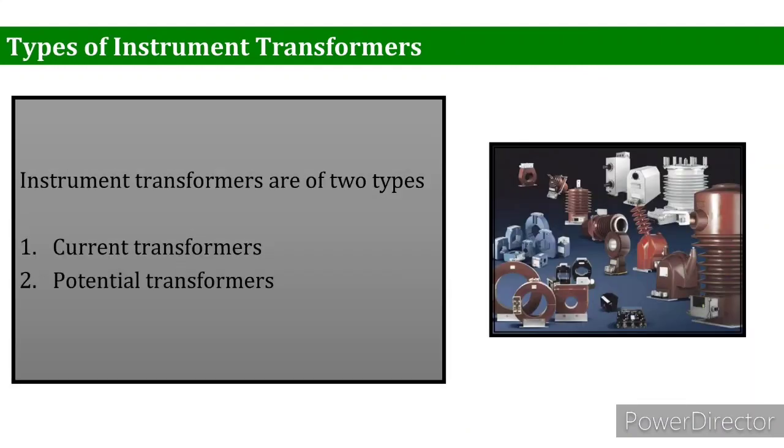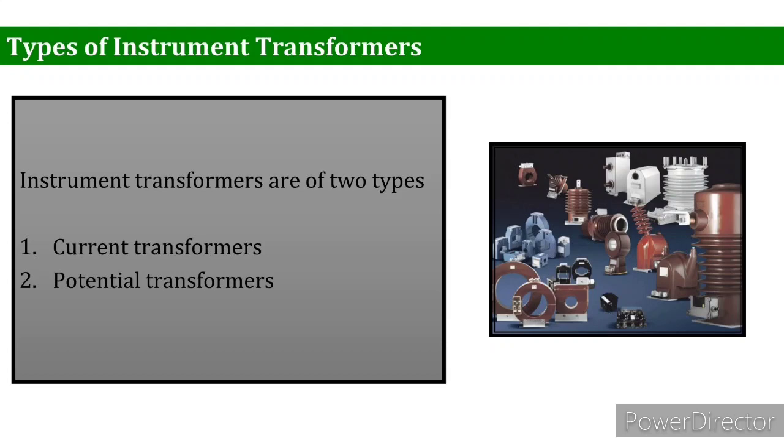Now, we are going to discuss the types of instrument transformers. Well, the instrument transformers are basically categorized into two types. One is the current transformer and the other one is the potential transformer. A CT is a current transformer and the PT is a potential transformer, or you can say the voltage transformer. The standard transformers like distribution transformers or power transformers do not have CTs and PTs.